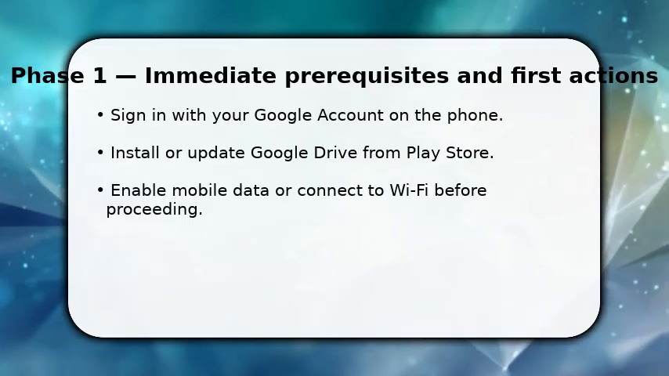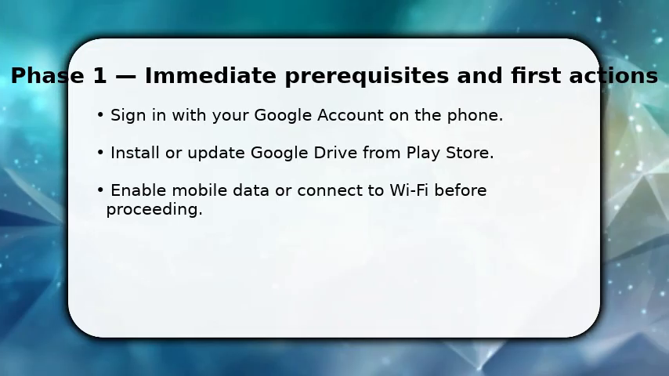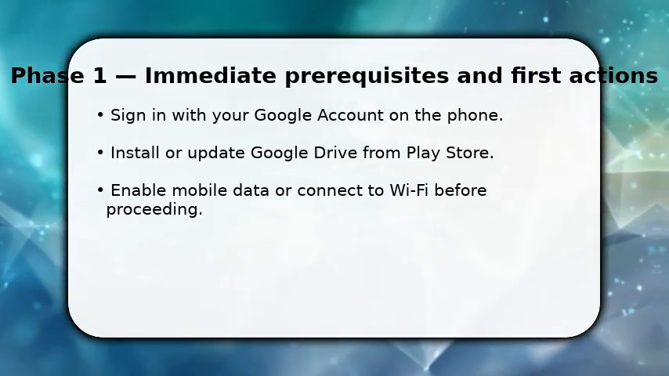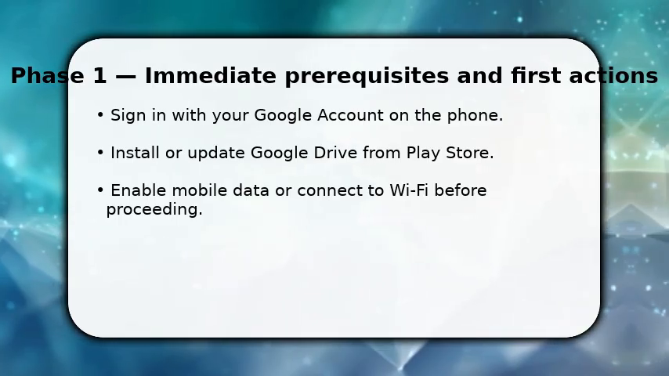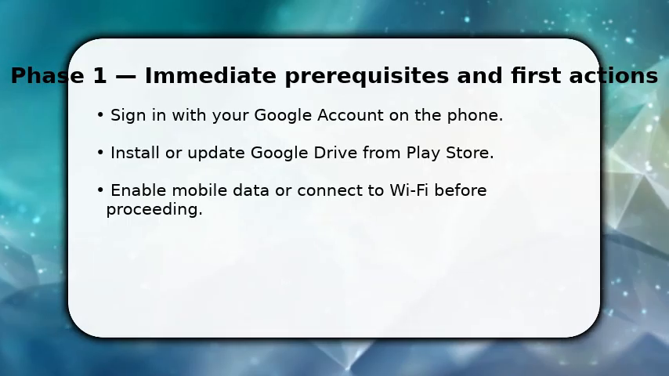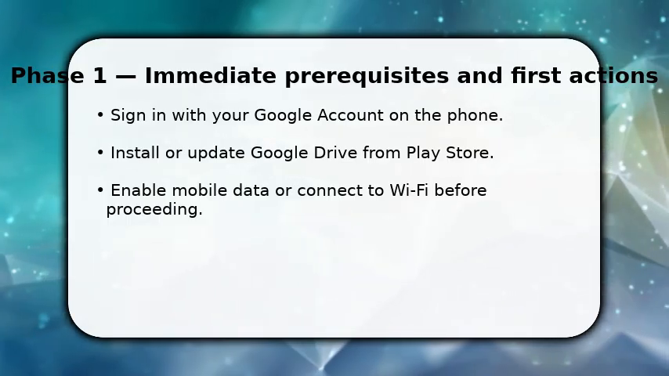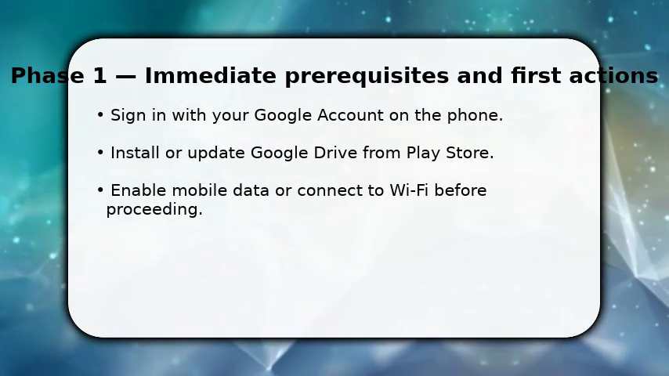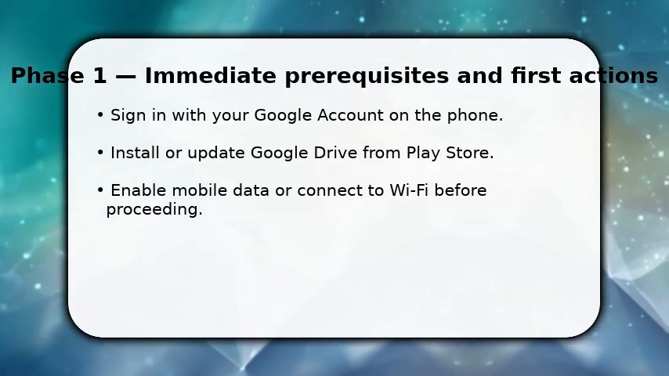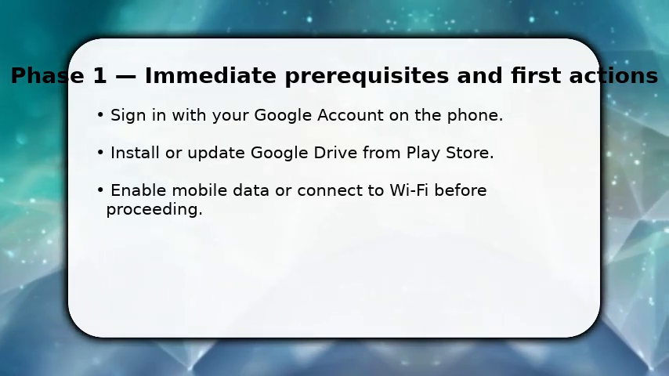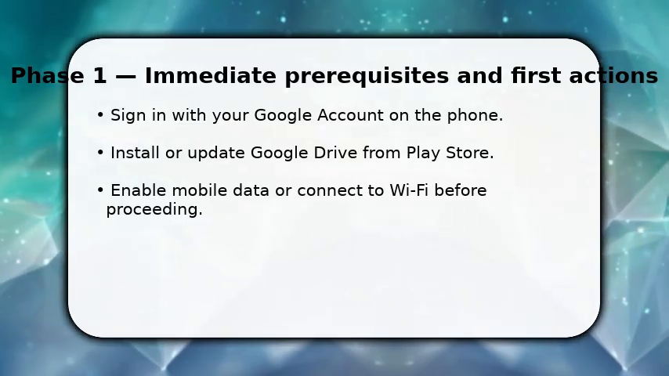You start by confirming the essentials. You must be signed into your Google account on the device, and Drive should be installed or updated. Open Play Store, search Drive, and tap Update or Install. Once done, open Drive. Make sure your phone has internet access, cellular data, or Wi-Fi because Drive needs to sync. If prompted, accept the permissions so the app can access files and photos. This gets you ready to view and manage your Drive content immediately.